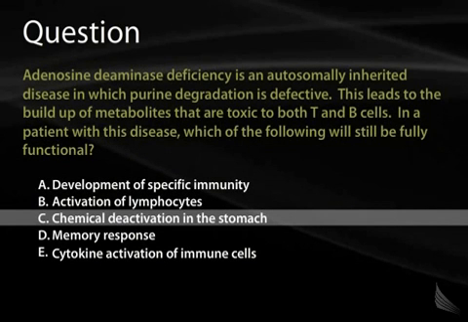And the answer here is C. Chemical deactivation in the stomach. Again, going back to the stem, which of these will still be fully functional? We know that this is a deficiency in T and B cells. Thinking on a broader scale, this is a deficiency of adaptive immunity. So if this is a deficiency of adaptive immunity, again, which of these would still be fully functional? You're looking for something innate. And chemical deactivation in the stomach is an innate response. It doesn't require T or B cells, and therefore would not be affected.